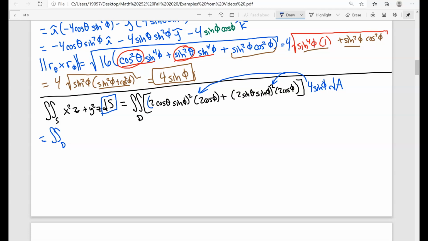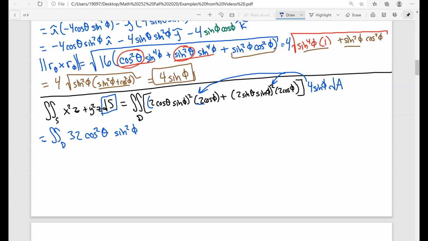Okay, let's see. So I got 2 squared, that's going to give me 4, times this other 2 is going to give me 8, and then times 4 gives me 32. No, wait a minute, I first said 16, but that's wrong: 4 times 2 gives me 8, times 4 gives me 32. Then you're going to get a cosine squared theta, and then you're going to get a sine phi, sine squared phi. So that's what I'm going to get in there.